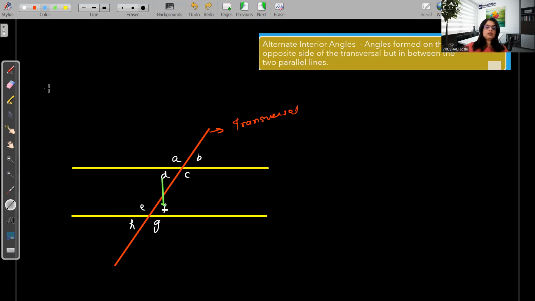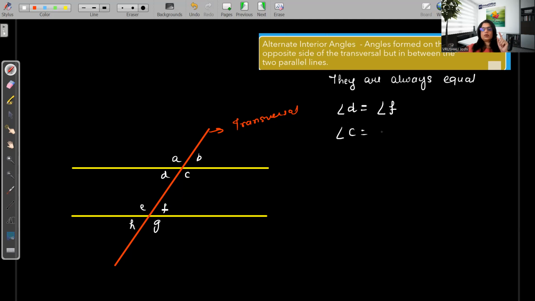So alternate interior angles. What's the main property of alternate interior angles? They are always equal. Correct? Now, which are the pairs of alternate interior angles? Can you see this? Angle D is equal to angle F. And angle C is equal to angle E. These are the pairs of alternate interior angles.